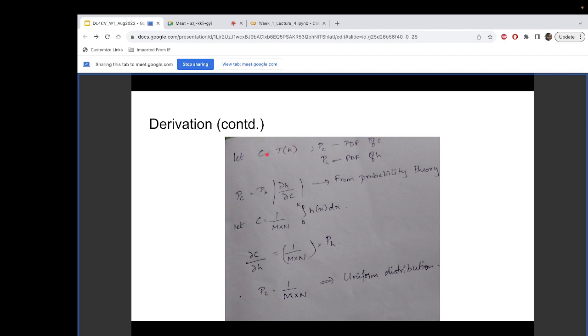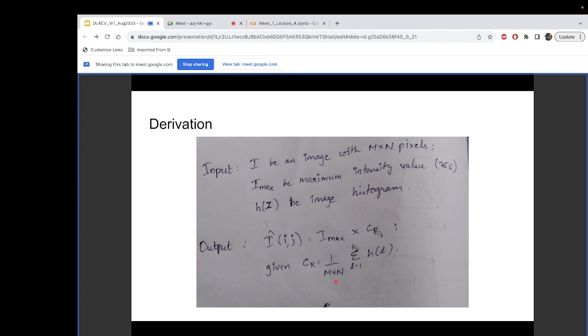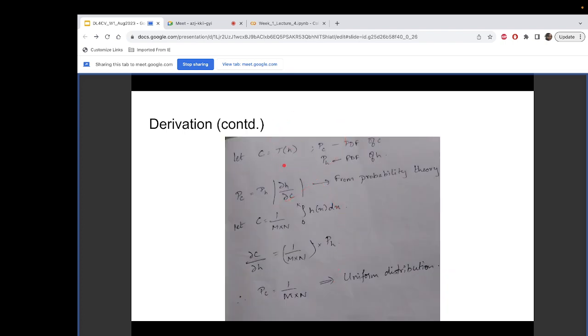Suppose your C, which is this function, is some sort of transformation on the original histogram H, right? And say PC is the PDF of C, PH is the PDF of H. Now I'll not go into this, but this comes from probability theory: if you have two random variables such that one is the transformation of another, then this formula holds. So you can find the PDF of C from the PDF of H by multiplying it with this quantity. I'll request everybody to go back to probability theory and just look it up. So this formula is very valid.